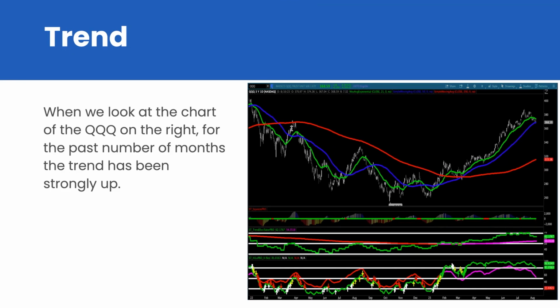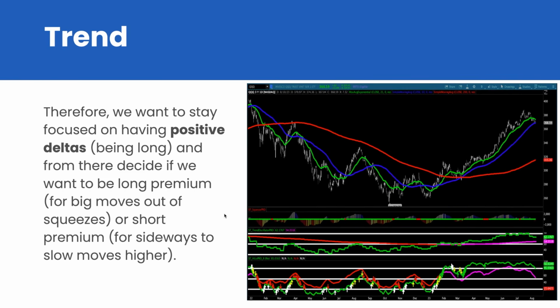So when we look at the chart of the QQQ on the right, for the past number of months, the trend has been strongly up. You can notice that here in the moving averages, even if you don't use any other indicators. The moving averages are very angled. They're stacked, meaning that the fast one is on top of the slow. And you can see that it's actually holding on the moving averages. These are the types of situations in which we want to be participating in, because trends tend to be the easiest and most reliable way to make money in the market.